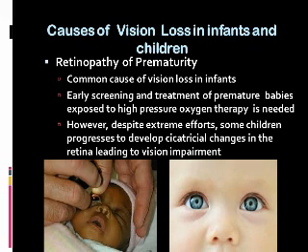One of the most common causes of vision loss in infants is retinopathy of prematurity. Early screening and treatment of premature babies exposed to high-pressure oxygen therapy is needed. However, in some cases, despite extreme efforts, some children still progress to develop cicatricial changes in the retina, leading to vision impairment.